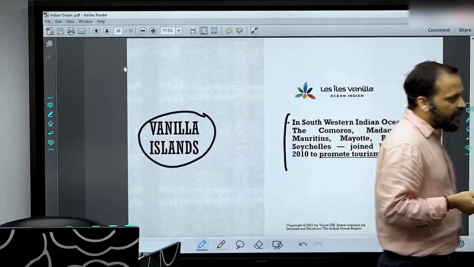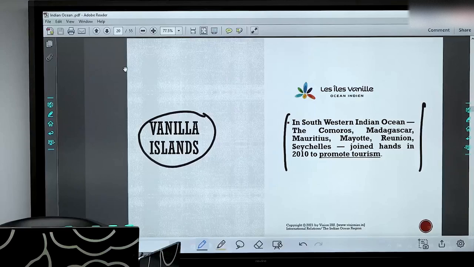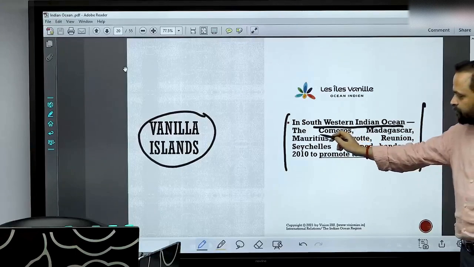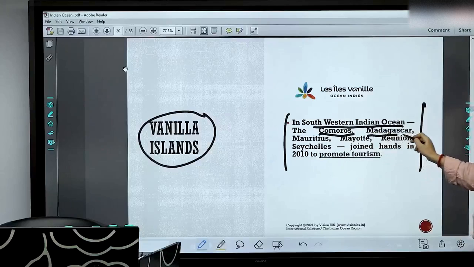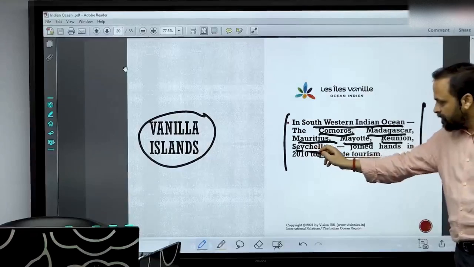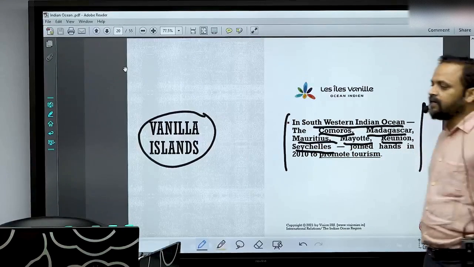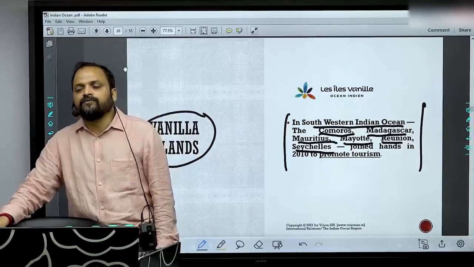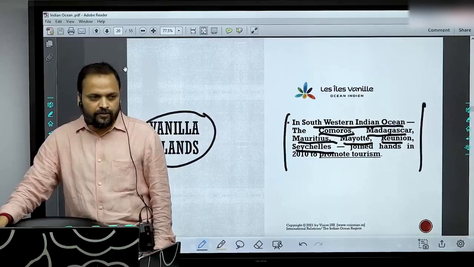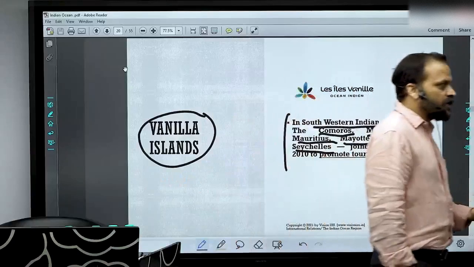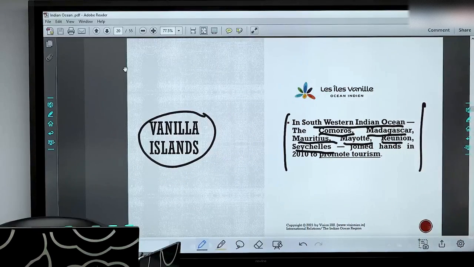Simply by reading. So Vanilla Islands is a reference to certain African and Indian Ocean island countries which came together for the purpose of promoting tourism. So which are Vanilla Islands? Comoros, Madagascar, Mauritius, Mayotte, Reunion and Seychelles. All right, these countries are called Vanilla Islands because in the past there was cultivation of vanilla in this particular region. So they are known for cultivation of vanilla. But they have formed a partnership for promoting tourism, right? So the term Vanilla Islands.